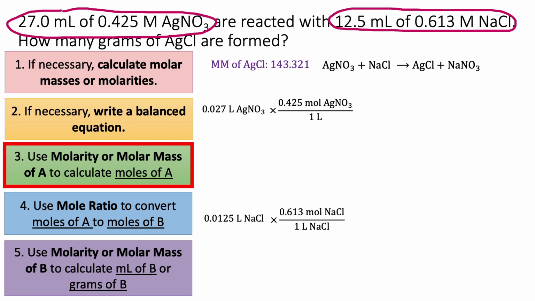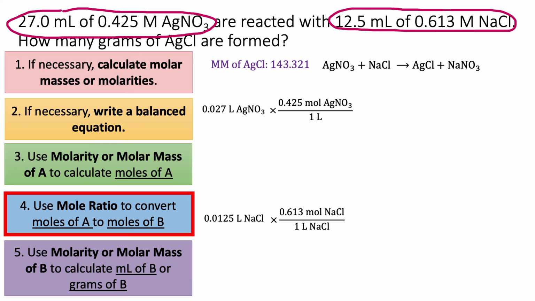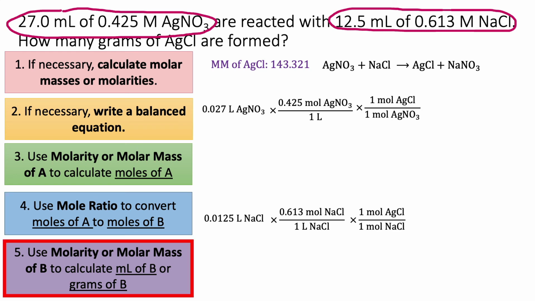So now we've done that for both of our reactants. Let's now go on to step 4 and use our mole ratios. Now, once again, everything in this reaction has a coefficient of 1, and so we're going to have 1 mole to 1 mole for both of our reactants. Our last step is to use, in this case, the molar mass, because we're looking for grams of silver chloride. So we're just going to put molar mass of silver chloride in here. We can multiply that out and get 1.64 grams of silver chloride.